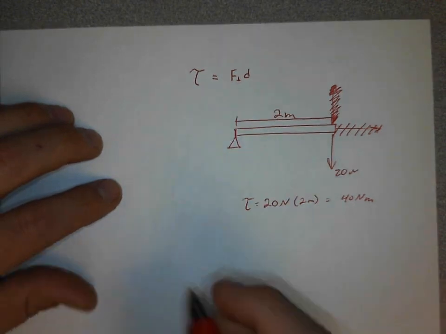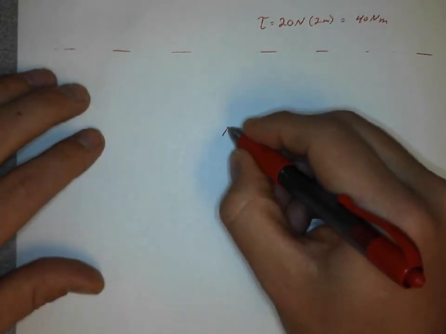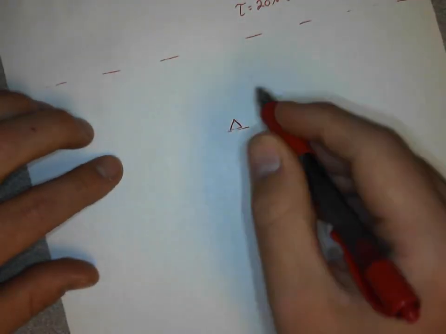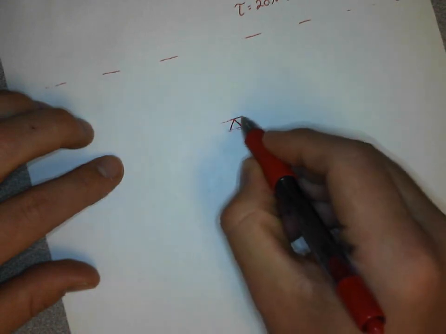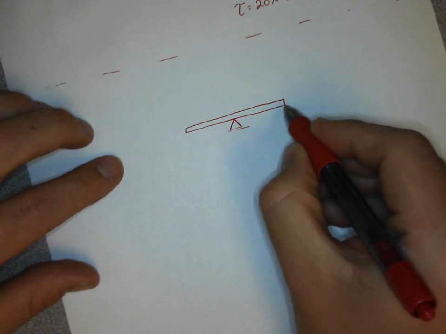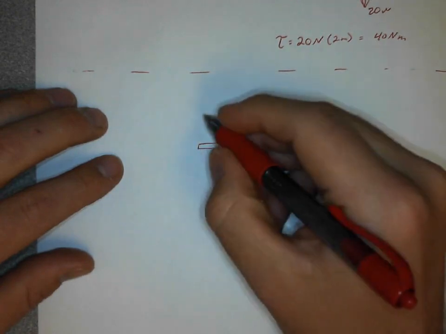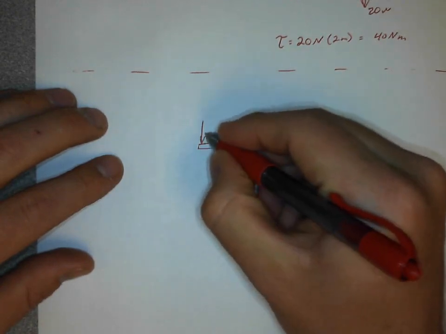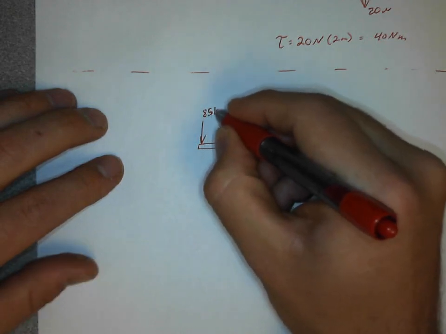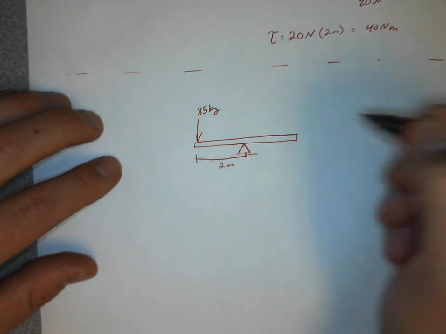Now, a lot of the time, we might have problems like this. The teeter-totter is a classic example. So we've got a teeter-totter pivot here, and we've got a bar. And here we've got someone sitting right here, and let's say they weigh 85 kilograms, and this is 2 meters away.